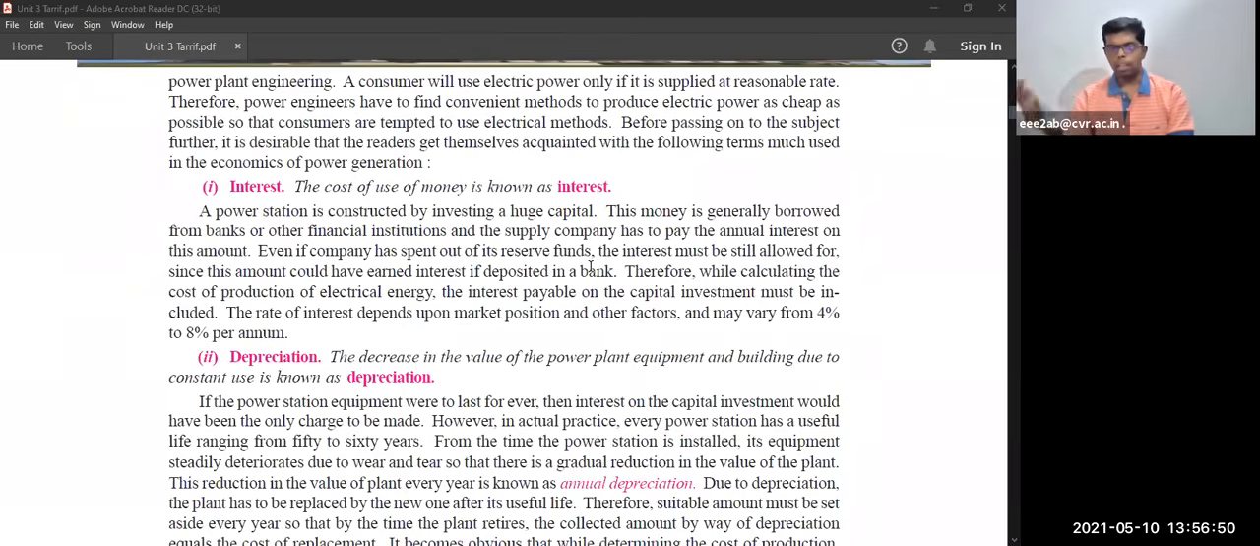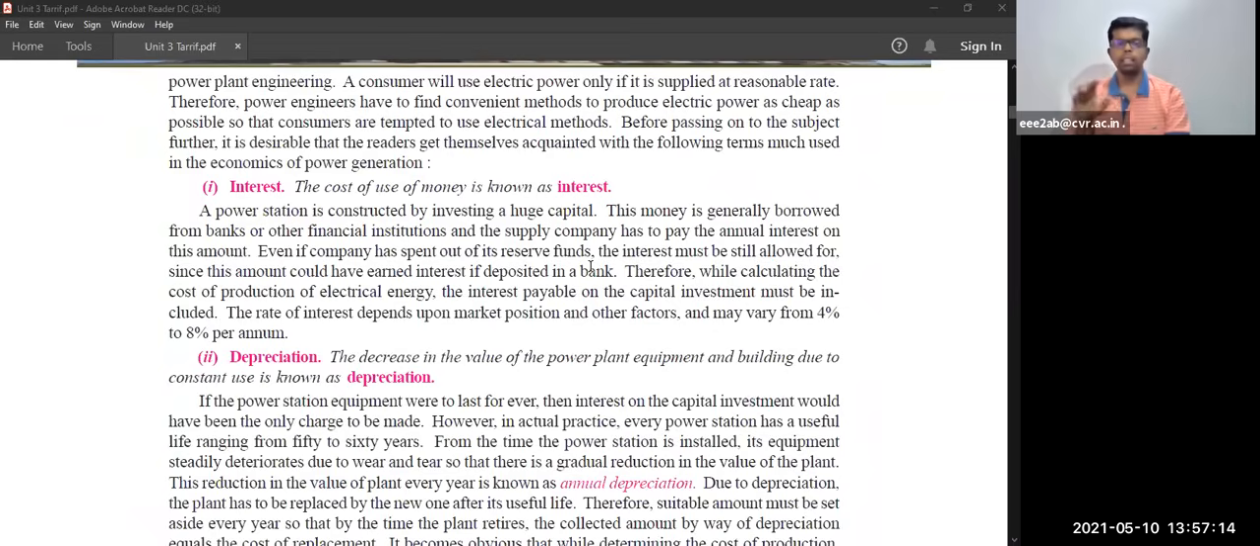The percentage of interest might be very less. If they get compound interest, definitely, like normal private banks and private financial institutes, they are collecting compound interest. So that is very hectic for the government.